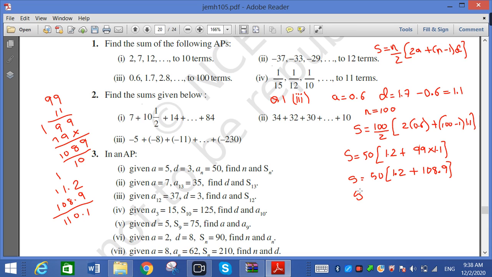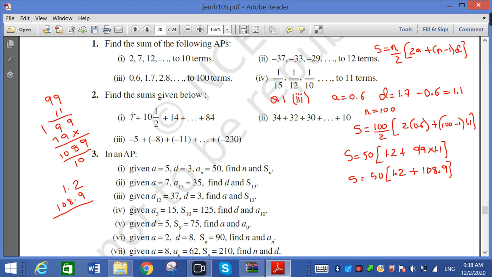So S is equal to 50 into 110.1. So 5 into 1101, that is 5505. That is the sum of 100 terms. So two sums I have completed, that is of question number 1.